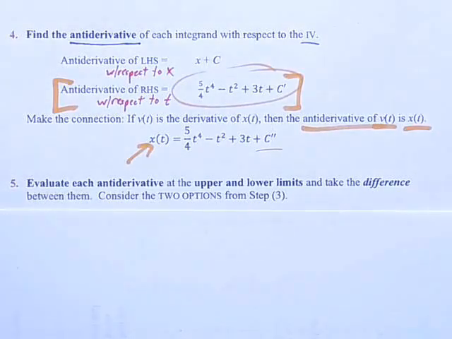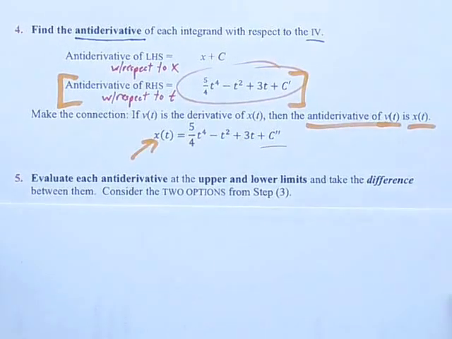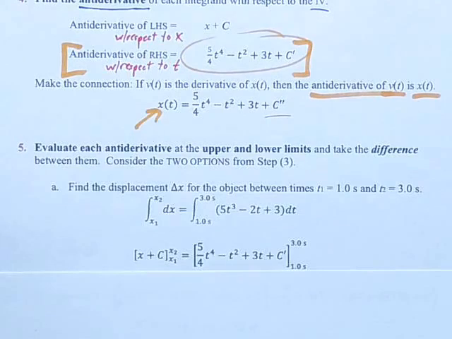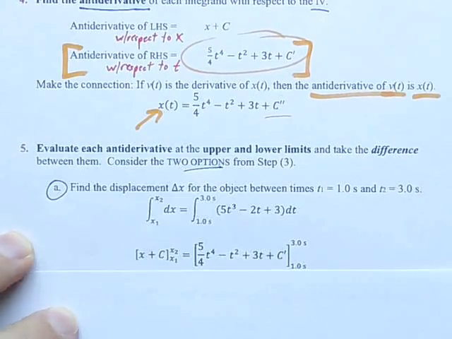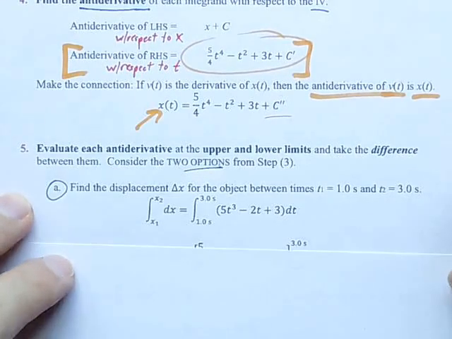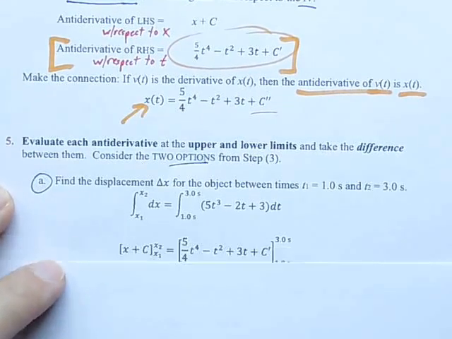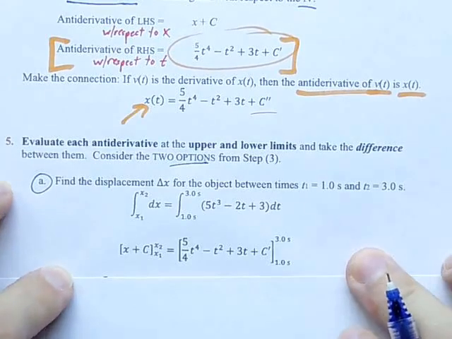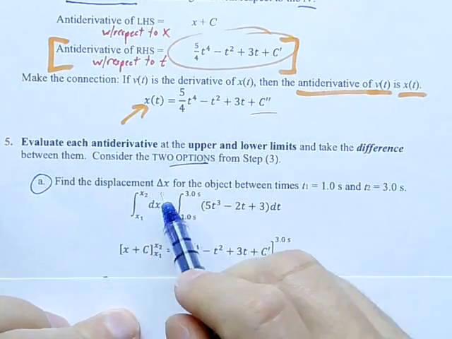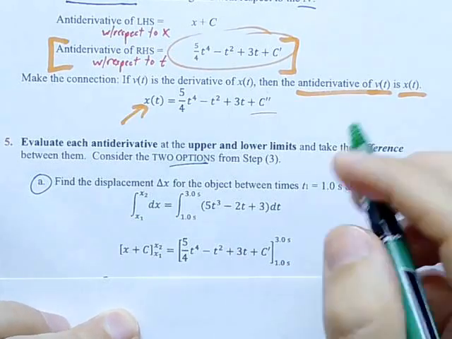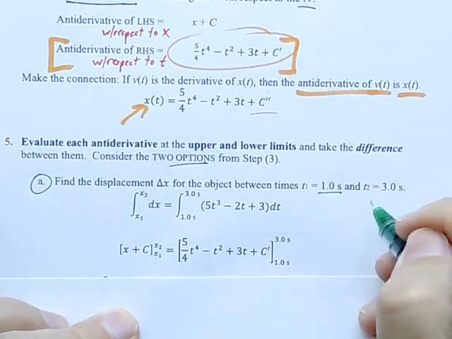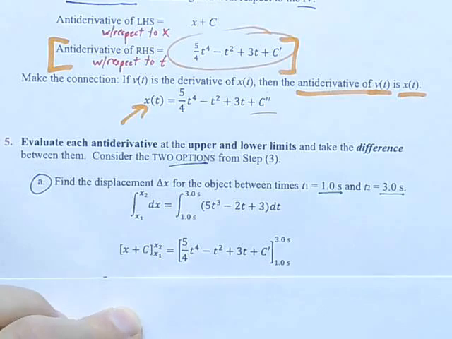So applying that, again, we'll do our two options. So start with option 1, where we're trying to find a specific area delta x. Let's put some numerical values to that. Let's say we want to find the displacement delta x for an object between times t1 equals 1 second and t2 equals 3 seconds. We want to find this specific displacement.